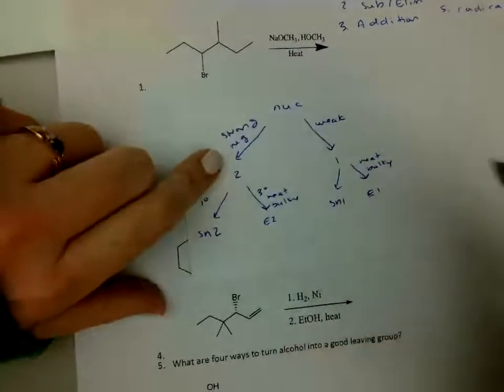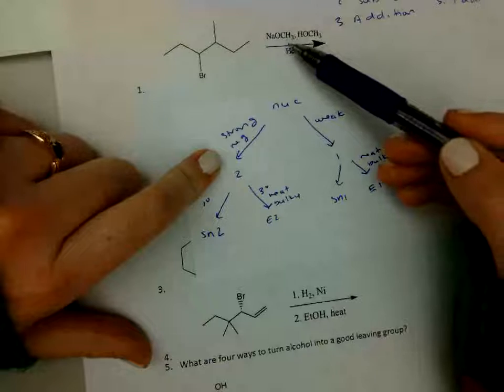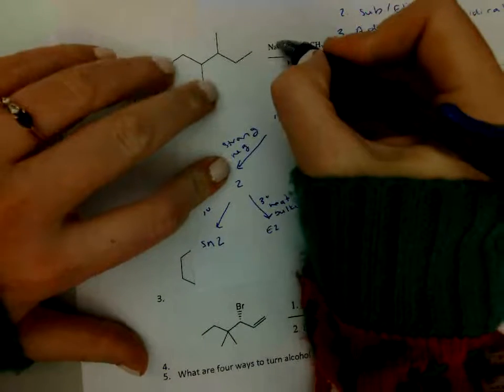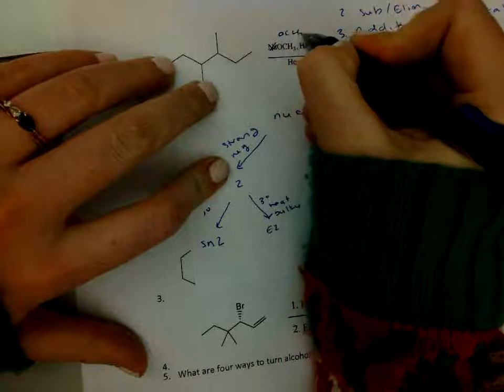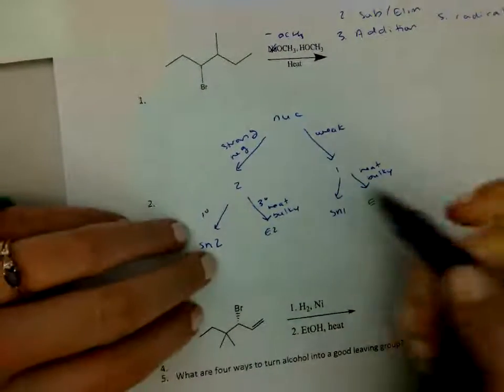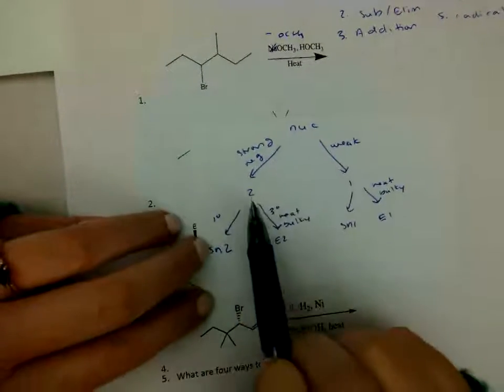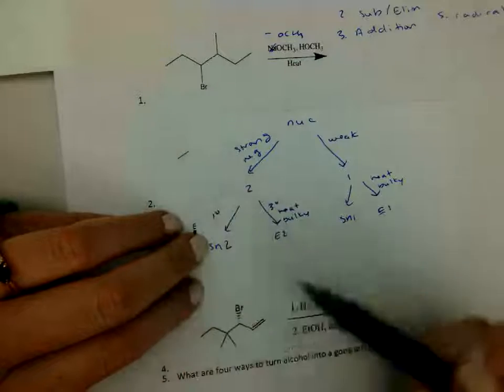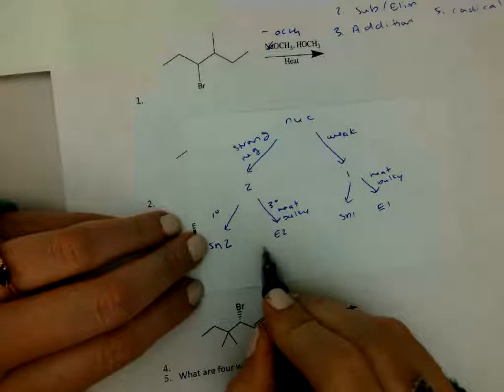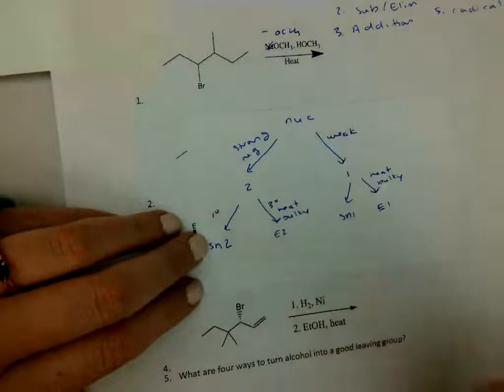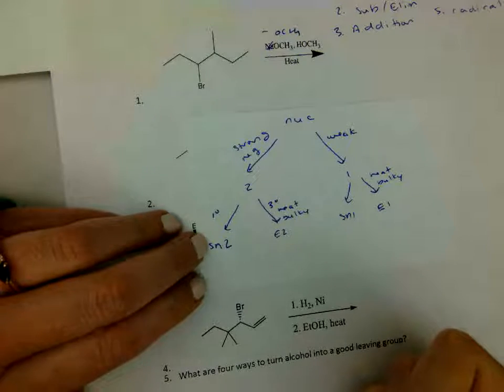I have a more extensive video on this if you want to check it out, but just really quickly, if we look here at the NaOCH3, so this is basically if you have an Na, it's the same thing as OCH3 minus. So that's negative, so that's strong. So it's going to favor the 2s. It's a secondary leaving group, so it could go either way, SN2 or E2. But the heat makes me think that this is an E2.